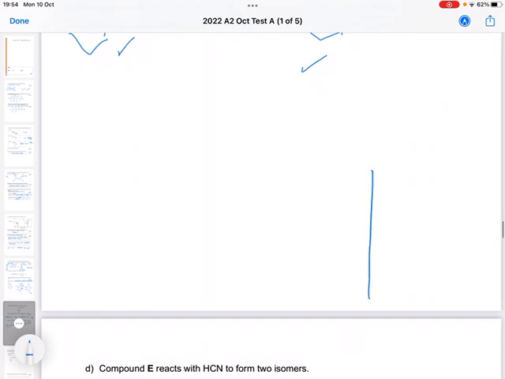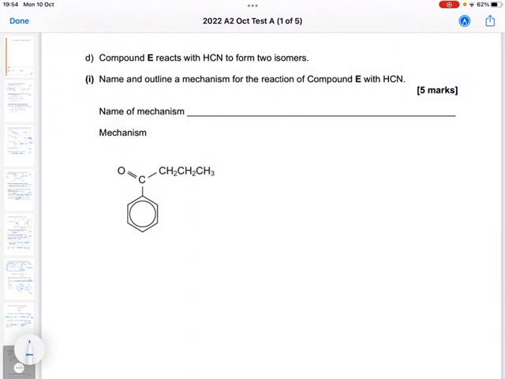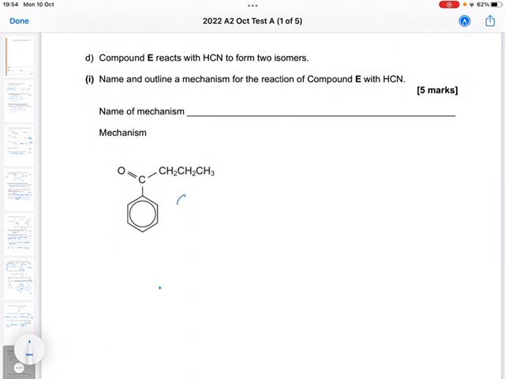And then compound E reacts with HCN to form 2 isomers. Name and outline the mechanism for the reaction of compound E with HCN. So benzene is here to really throw you. Don't let it throw you. With HCN, the only thing that it's going to react with is the carbonyl. So there's my CN minus. 1 mark for a curly arrow from there to there. 1 mark for a curly arrow from here to here.